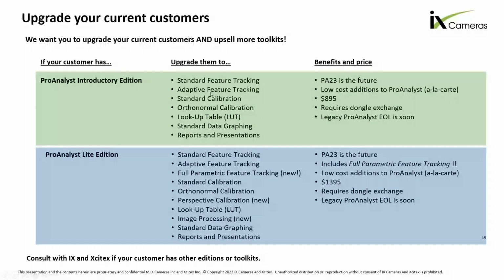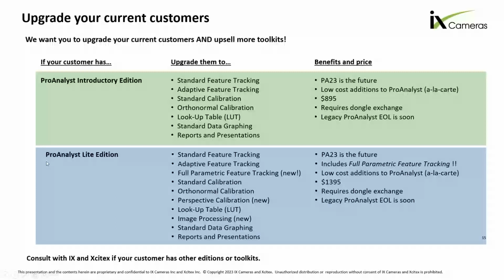If your customer has ProAnalyst Introductory Edition, upgrade them to these toolkits. And here's the benefit. The price for that upgrade is $895. It basically covers the cost of the dongle and the cost of the administration of the upgrade. For $1,000 or $900, you can move from an old platform that has reached end of life to the newest, most current platform, which is going to go forward with Excitex.